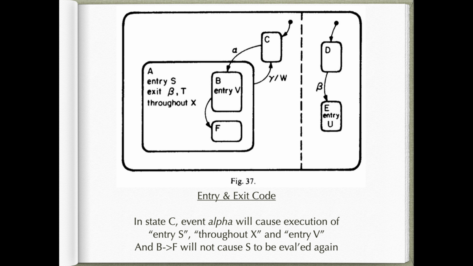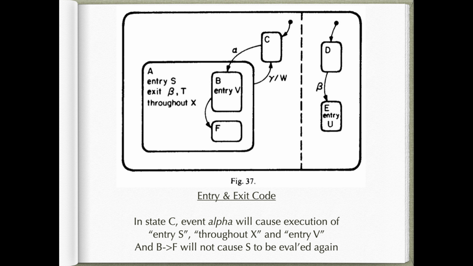He shows entry and exit code, where, for example, if you look at the A state, one of the deeper states, it has something called entry and a big capital S. That capital S represents a piece of code, a piece of JavaScript or some Java or something. The capital letters in entry and exit and throughout mean pieces of code, whereas the Greek letters mean actual events that caused the state to change. So if we enter the A state, we execute the entry code S. If we enter from C going through A into B, we cause the entry code S to happen, and we cause the entry code V to happen, which is part of B.